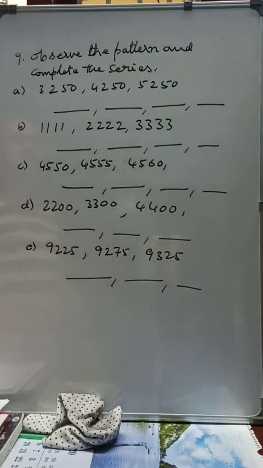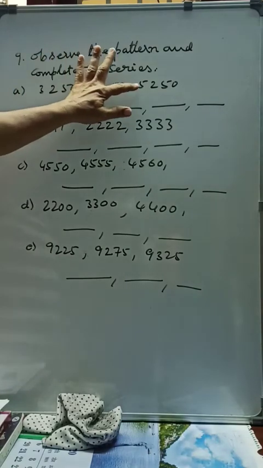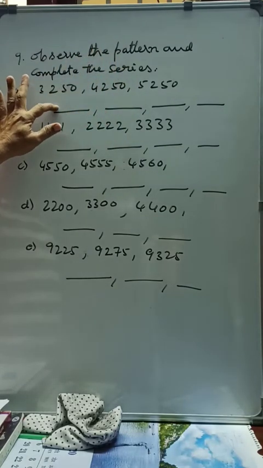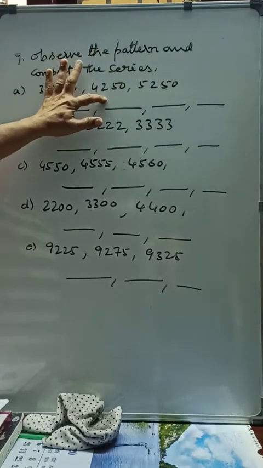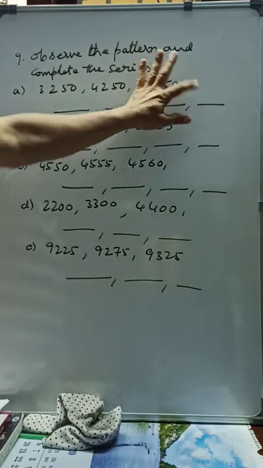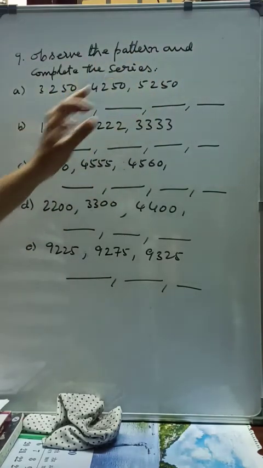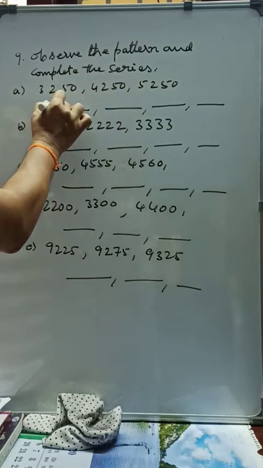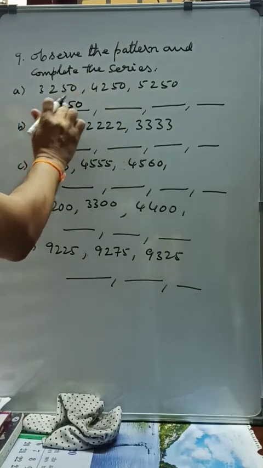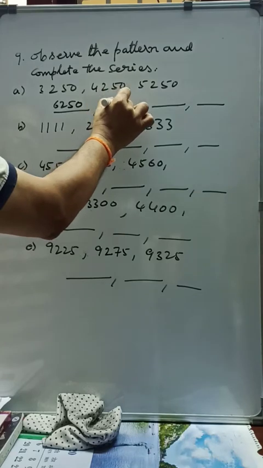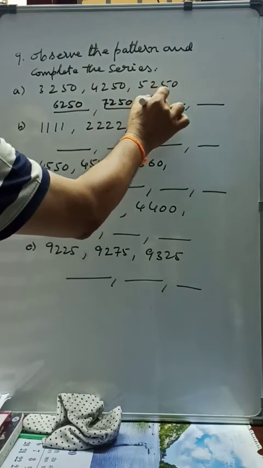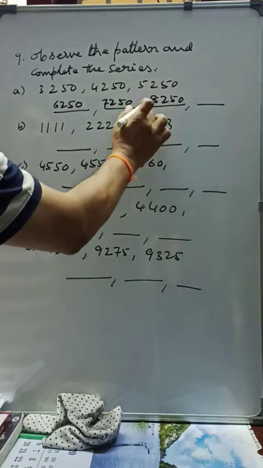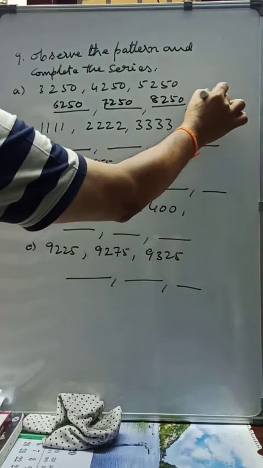When we observe the thousands place, we have 3, 4, 5. So next number has to come 6, 7, 8 and 9. Remaining 250 is same. So after 3, 4, 5, write 6250, 7250, after 7, 8250, after 8, 9250.